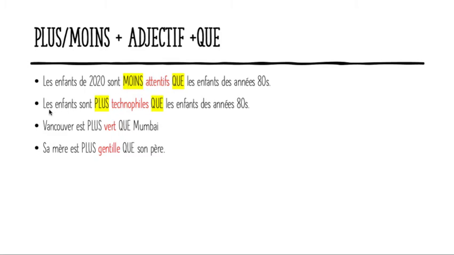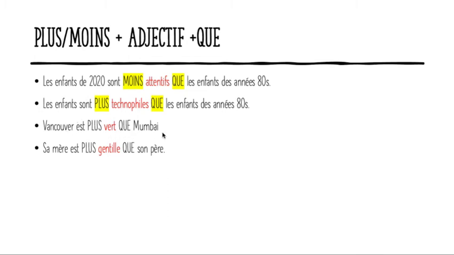Okay. Les enfants de 2020 sont plus technophiles que les enfants des années 80. Again, here I'm saying that the kids from 2020 are more tech savvy, another technical term for you here, than the kids from the 80s. Okay, what am I comparing? I'm comparing the adjective, that they're more tech savvy. Remember, adjectives are words that describe your nouns.